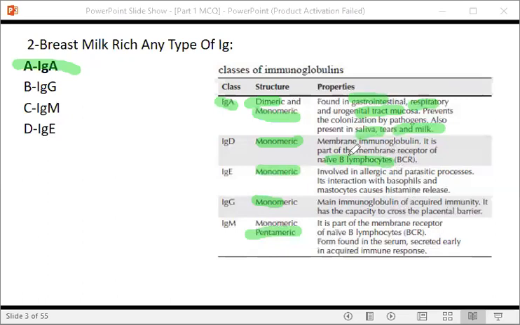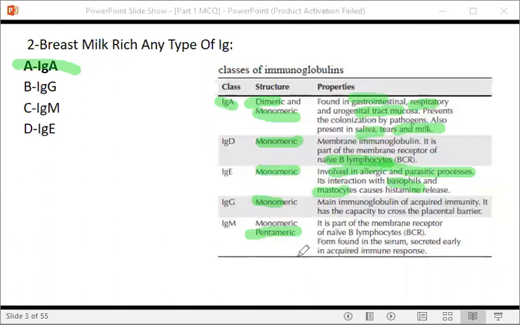IgE هذا موجود في الماست cell and some platelets. It's involved in allergy and also in parasitic processes. Its interaction is with basophils and mast cells. فالسؤال ممكن يجيكم هنا أن IgE found where? In the mast cells. ما تنسوا السؤال الجواب هذا. Also histamine, it causes histamine release. والبازوفيل cells on the other side. الاي جي جي هو الوحيد اللي يعدي البلاسنتال barriers and it forms the secondary immunity.